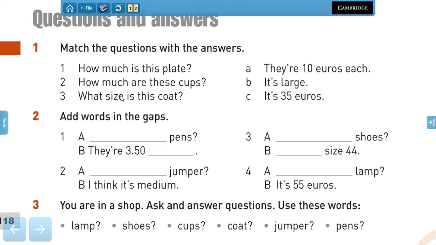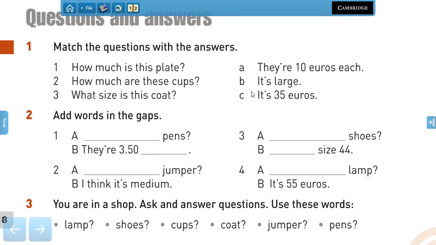And we use it the same in Chile as well. We have smalls, mediums, and larges. S, M, and L, right? Small, medium, and large. So, match the questions with the corresponding answers from here. Are you ready? So, let's see. How much is this plate? It is 35 euros. It is 35 euros.